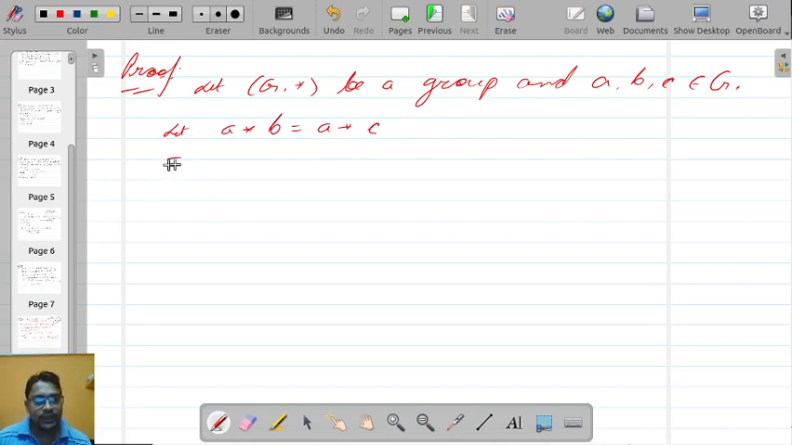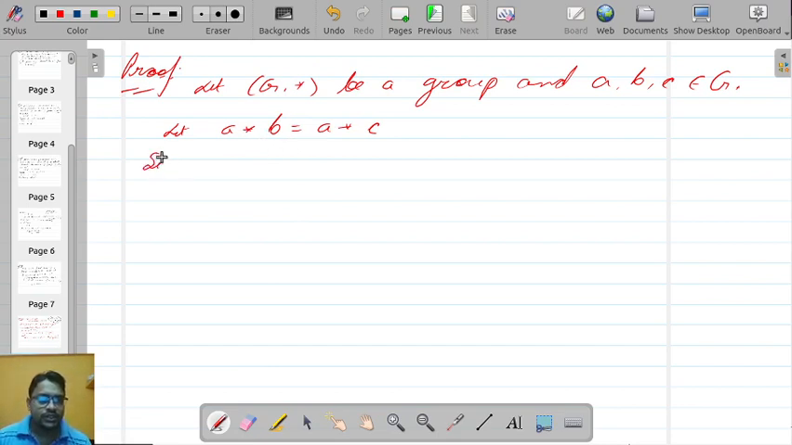So this will imply what? For the element A in G, we have A inverse also in G. But let us do it independently, just by the definition. In some books the cancellation law is given earlier than uniqueness of inverse. So let us do it independently just by the definition of a group.